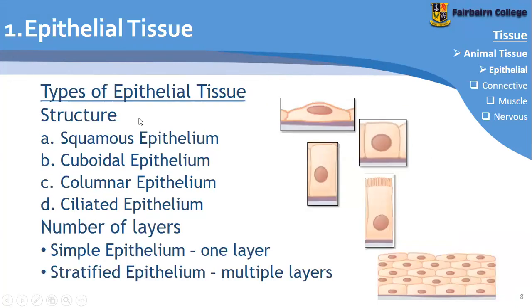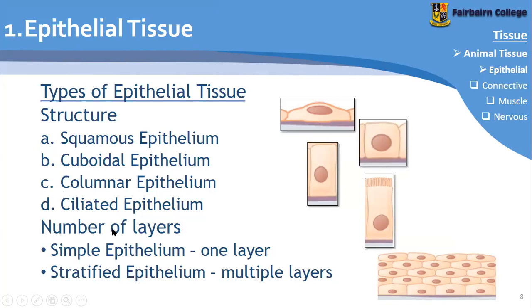Then the types of epithelial tissue. It's further subdivided into 4 different types. So we have squamous epithelium, cuboidal epithelium, columnar epithelium, and ciliated epithelium. But we're going to look at all 4 of those in depth.